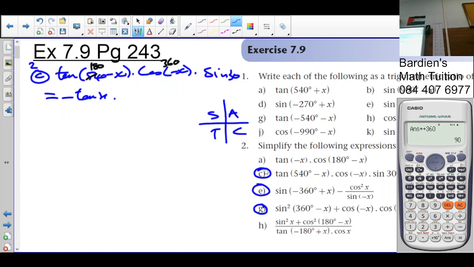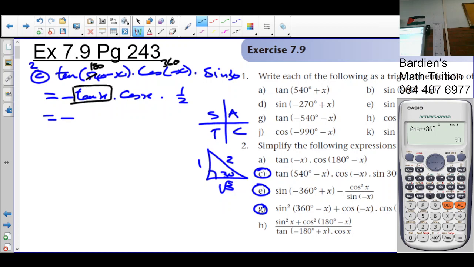You understand? For 360 minus x, in the fourth quadrant, cos is positive. So it's cos x times sine of 30, which takes you to the special triangle 1, 2, root 3. Sine of 30 is 1 over 2. Negative times a positive is negative. Tan can be written as what? Sin x over cos x times cos x over 1 times half. That cancels. So the answer is negative sin x over 2.